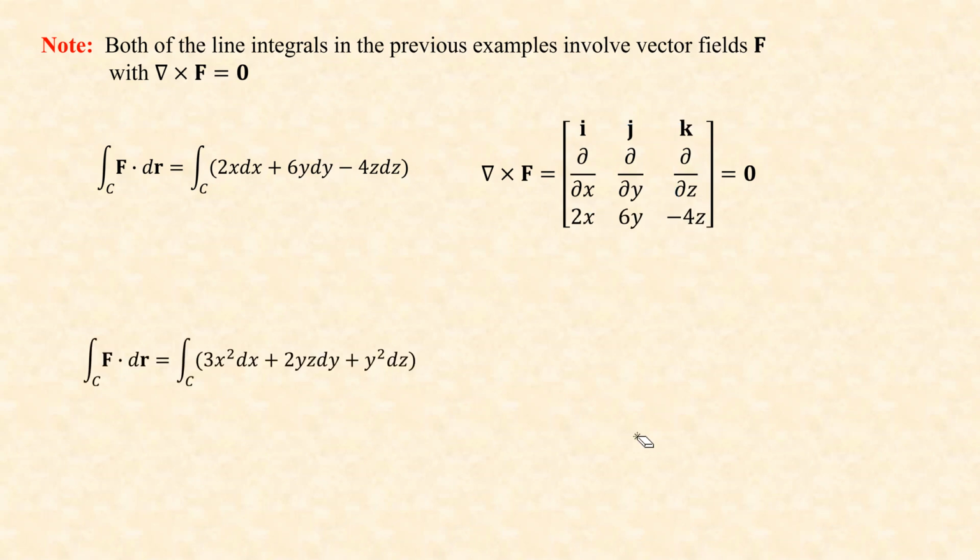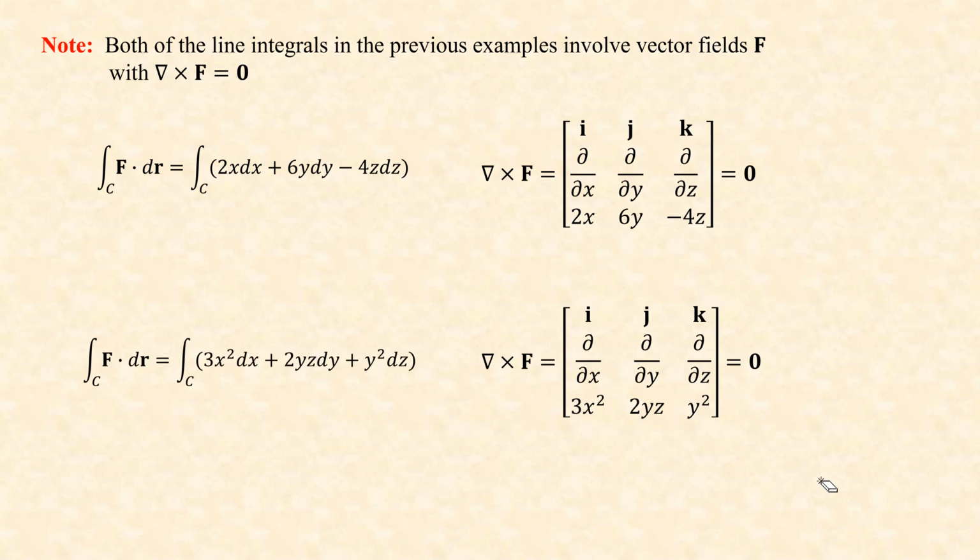And also for this one, you see that for the x component, the derivative of y squared with respect to y becomes 2y. The derivative of 2yz with respect to z becomes also 2y. So they cancel each other, it becomes 0. For the y component, you see 0, 0, everything is 0. So in both of these cases, because there was a potential function, the curl should be 0, and it was 0. Okay.